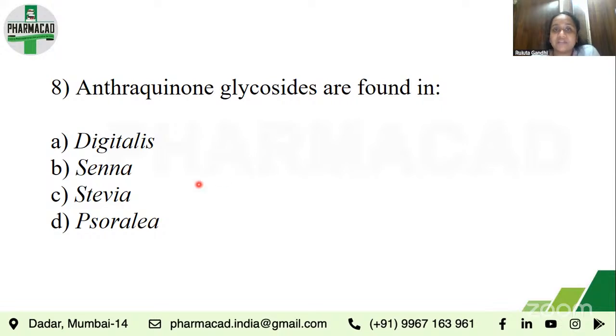मैं हमेशा एक चीज बोलती हूँ, अपना जो सिलेबस कॉपी है ना, वो एटलीस्ट पढ़ के जाओ. उसमें से भी you can find out a lot of answers like this. Anthraquinone glycosides are found in what? The digitalis is cardiac, so it is out. Psoralea and stevia are again, Psoralea is under miscellaneous glycoside. Here the answer to this is senna.